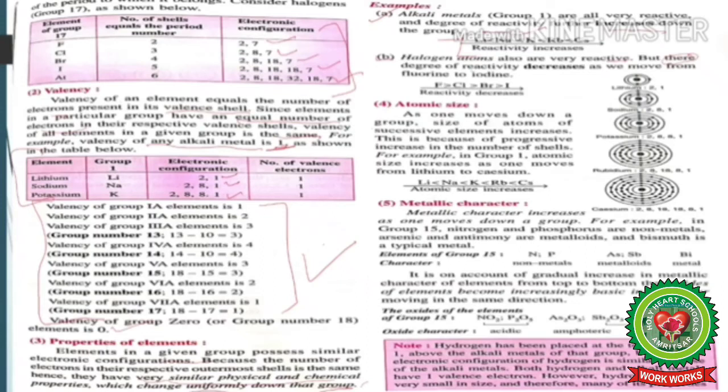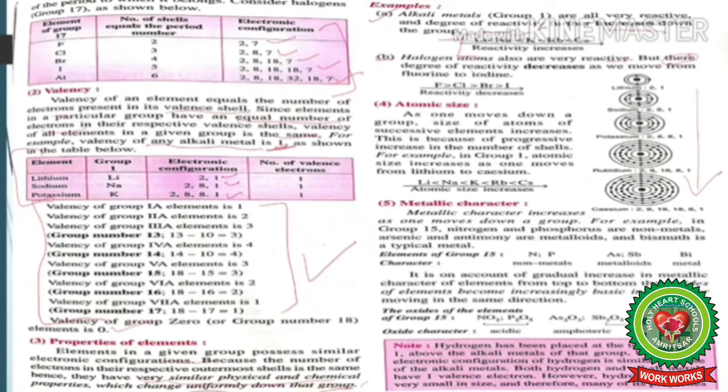Next is atomic size. As one moves down a group, the size of atoms of successive elements increases. This is because of progressive increase in the number of shells. For example, in group 1, atomic size increases as one moves from lithium to cesium.